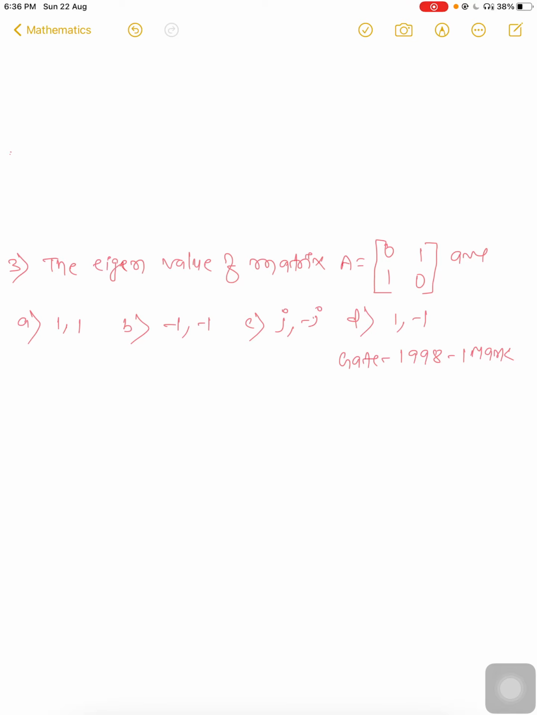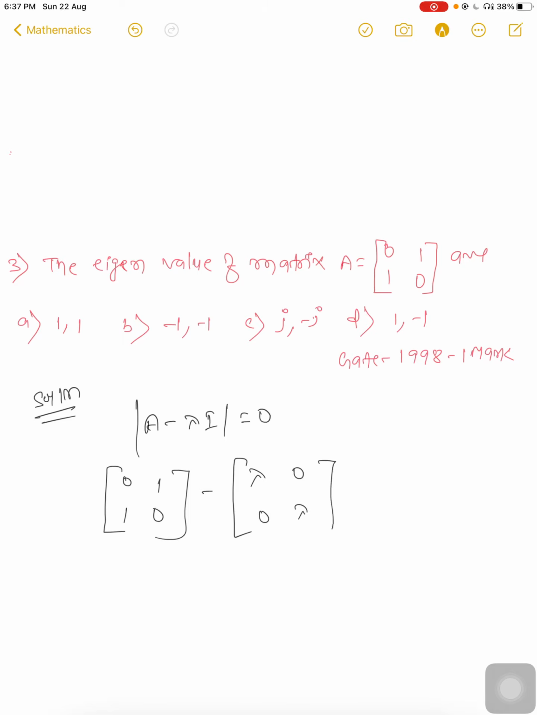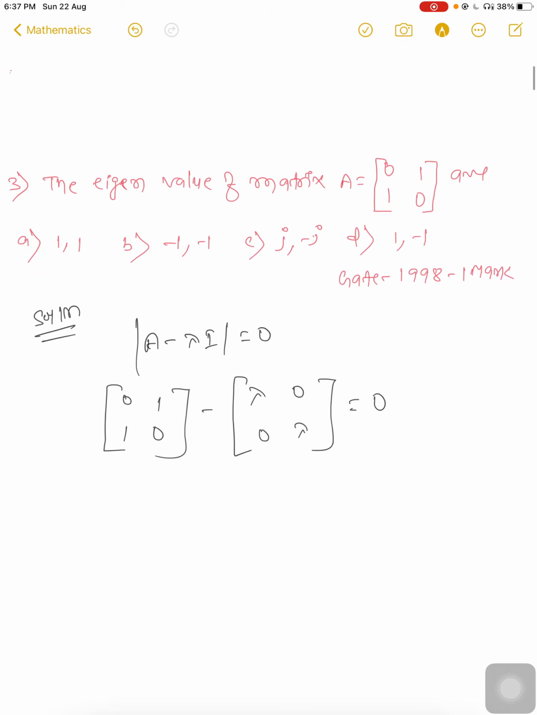Now the eigenvalues of the matrix 0 1 1 0 are to be found. First of all, we have to find the characteristic equation, which is the determinant of A minus lambda I equal to 0. From there you get the matrix 0 1 1 0 minus the unit matrix lambda 0 0 lambda, and the determinant of it is equal to 0.